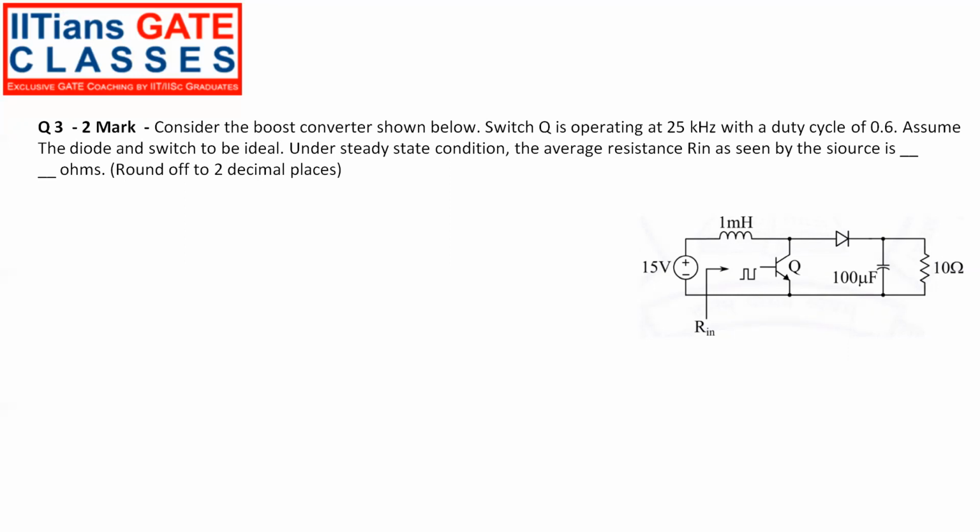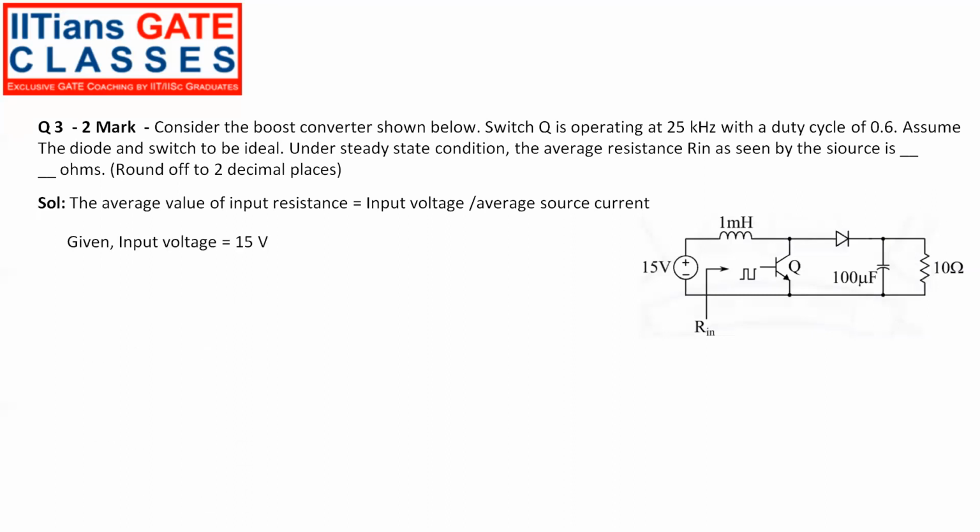So we have to find out the average source current first. We know the input voltage. Next, for finding the average source current, first we need to find out the output current, which is obtained by output voltage by load resistance. For a boost converter, the output voltage is given by V0 equal to VDC by 1 minus D. D is 0.6 and VDC is 15 volts. If we substitute that, we'll be getting 37.5 volts.